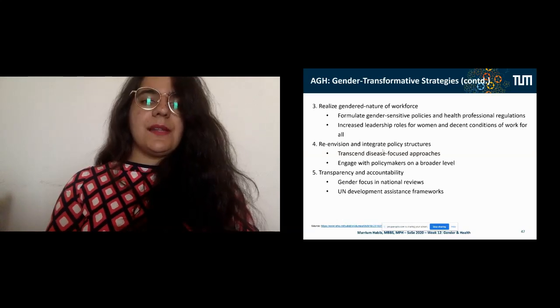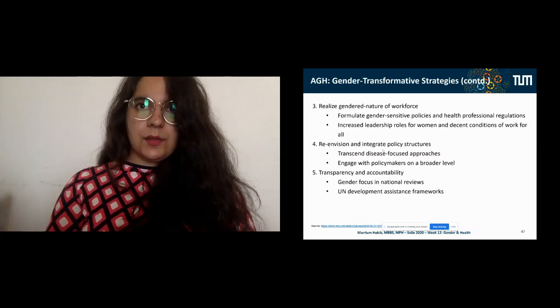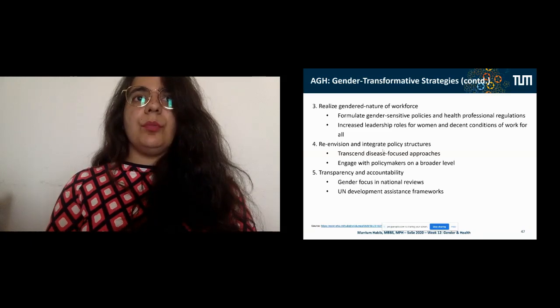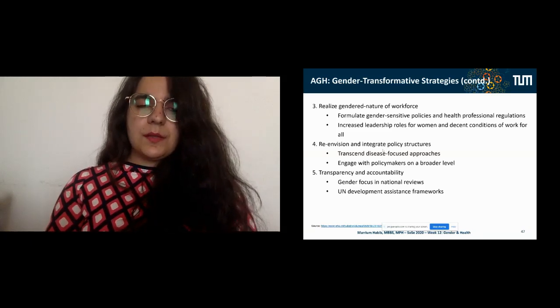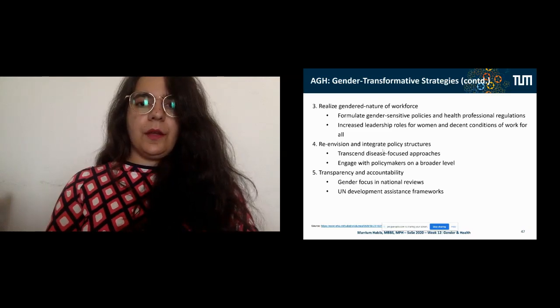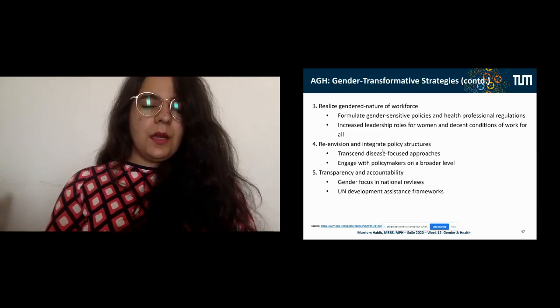We can re-envision and integrate policy structure. This means that we transcend a disease-focused approach and look holistically at health as a whole that interacts with the social determinants of health. And we must engage with policymakers on a broader level, not just the ministries of health, but really look at the stakeholders of health, NGOs, private and public partnerships, and engage with them on a broader level.